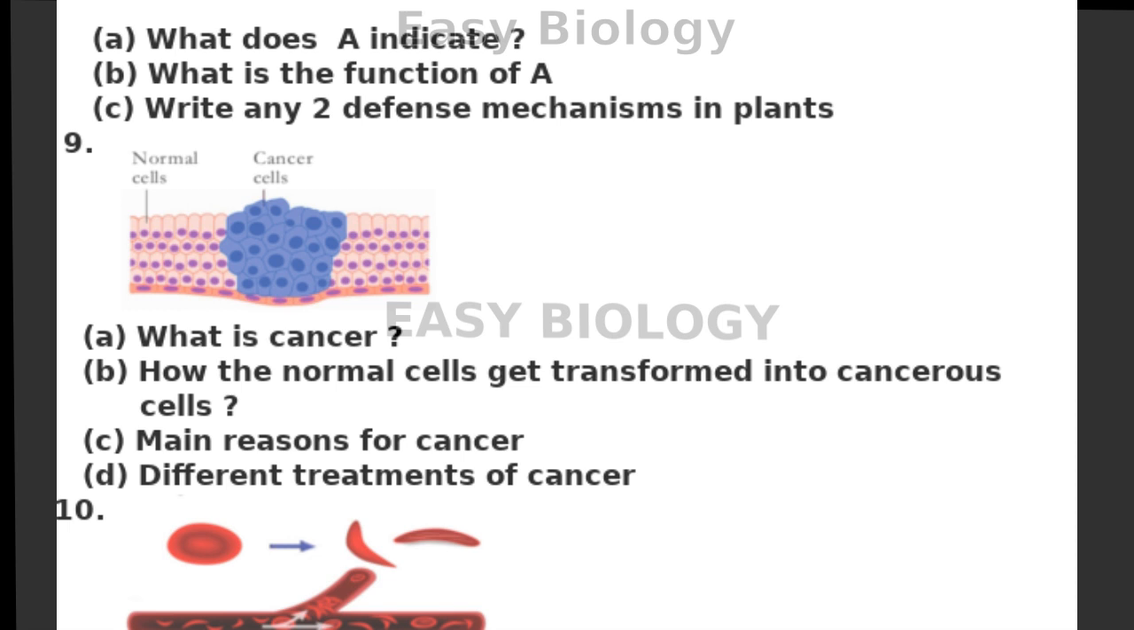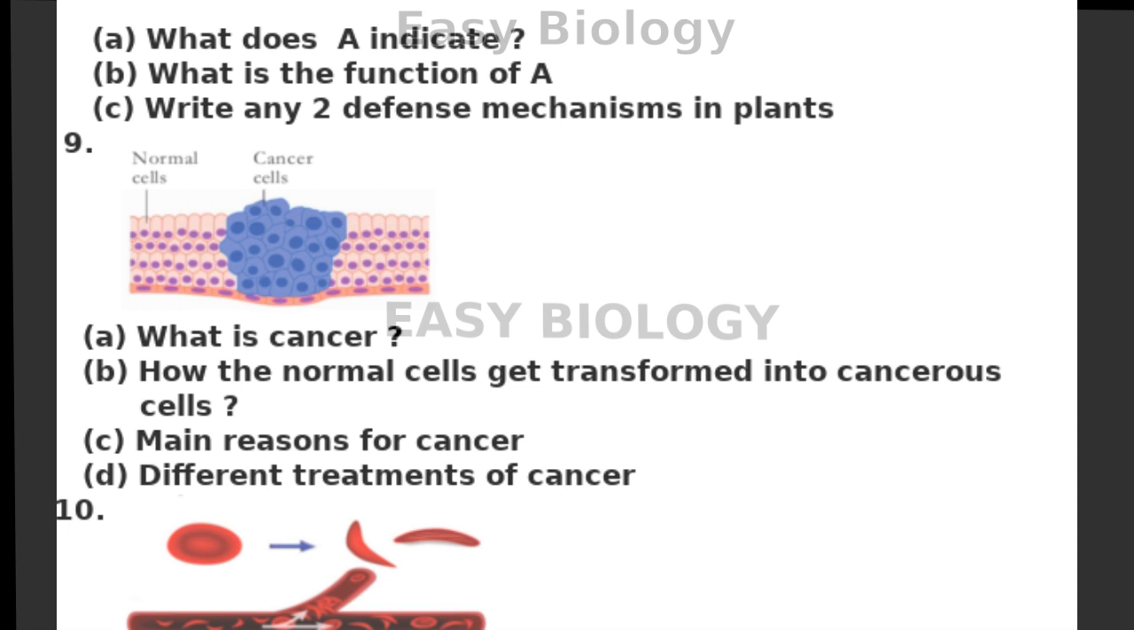Question number 9. A. What is cancer? Cancer is the uncontrolled division of cells and their spread to other tissues.